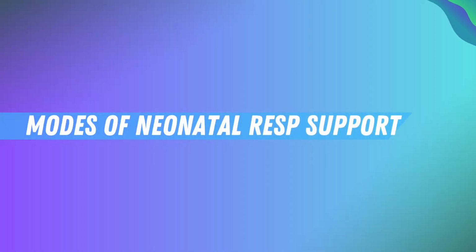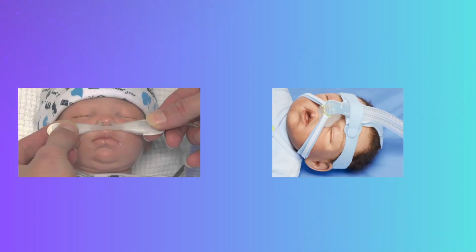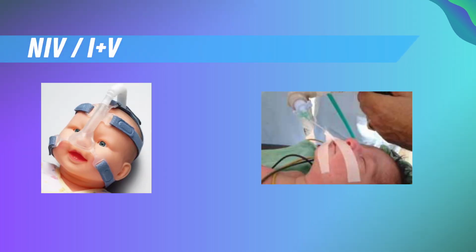In a baby with respiratory difficulties, there are a number of different modes of respiratory support you can use to assist them. Low flow oxygen via incubator oxygen or nasal cannula provides additional FiO2 but doesn't provide any pressure support. High flow oxygen or CPAP provide continuous expiratory pressure support to keep the alveoli from collapsing but do not assist with inspiration. Non-invasive ventilation or intubation and ventilation provides pressure support to both inspiration and expiration, which can assist or take over from the baby's breathing.